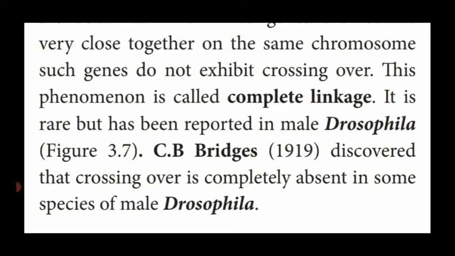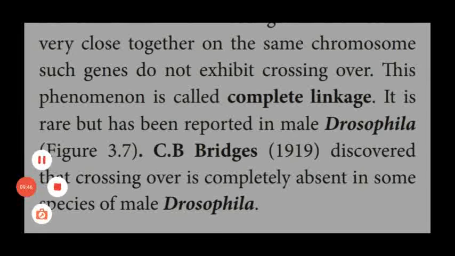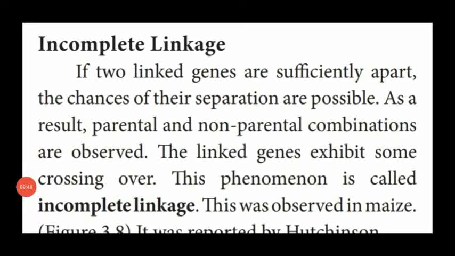Dear students, I hope you all understood what is complete linkage. Simply we can say that linked genes which are very closely located on the same chromosome do not exhibit the crossing over. That linkage is named as complete linkage. Example, male Drosophila. Next one, another important 2-mark question. Opposite to complete linkage, that is incomplete linkage.